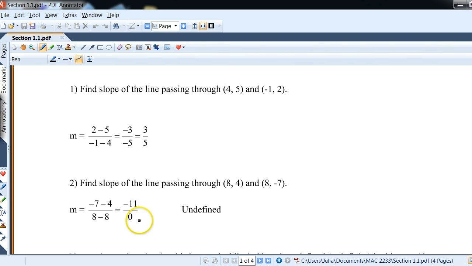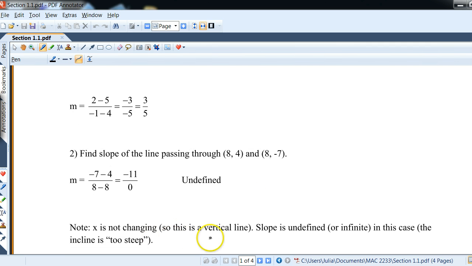But something that we'll use in this class is that it will actually be infinite. Why is that? Because imagine if you're dividing a number by a very small number, maybe not 0 exactly, but something like 0.001, then you'll get a very large number, or in this case, a large negative number. So you'll have an infinite slope, and that's what happens with vertical lines. So here's that example. This is a vertical line. Slope is undefined or infinite in this case, as the incline is a little too steep. Remember how slope is related to the incline, essentially, from left to right.